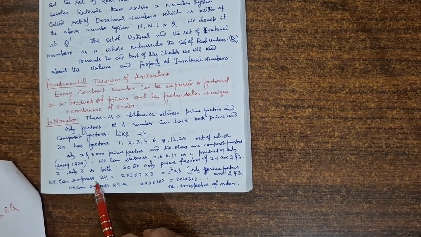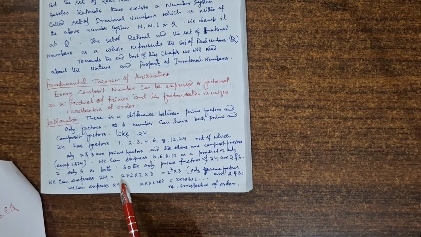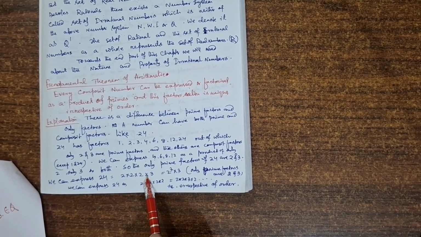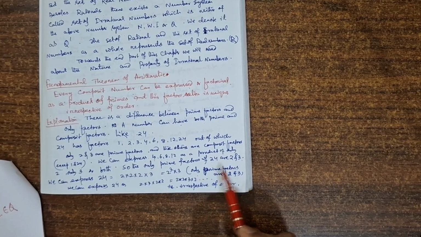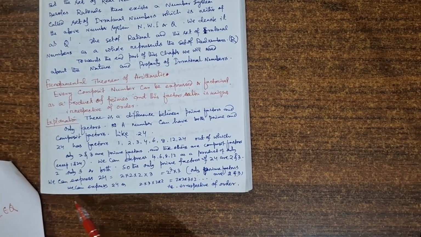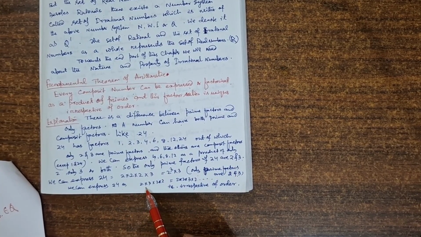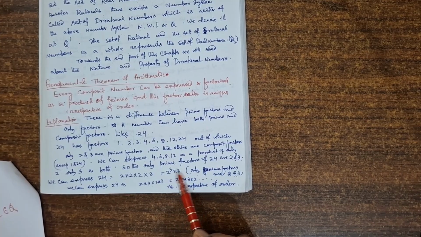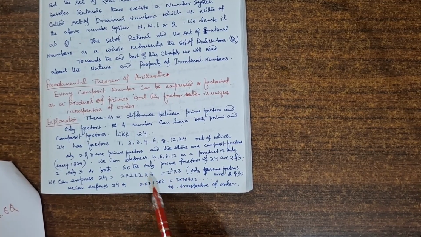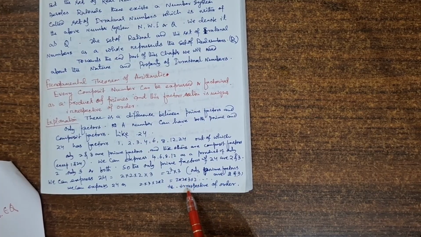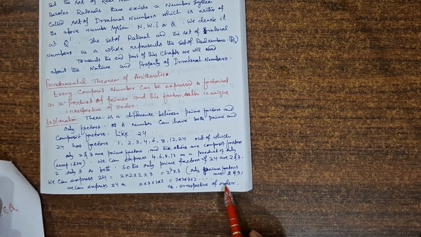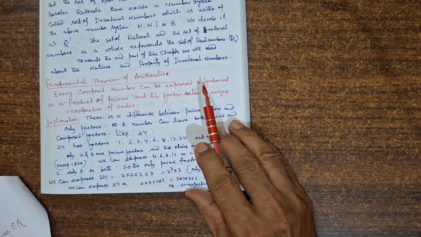We can express 24 as 2 into 2 into 2 into 3, that is equal to 2 to the power 3 into 3. Only prime factors are 2 and 3. If you change the order, we can express 24 as 2 into 3 into 2 into 2, or 2 into 2 into 3 into 2, irrespective of order. So order does not matter.